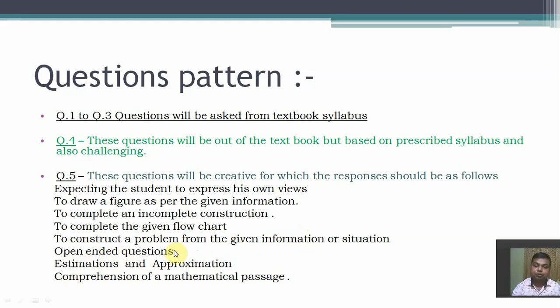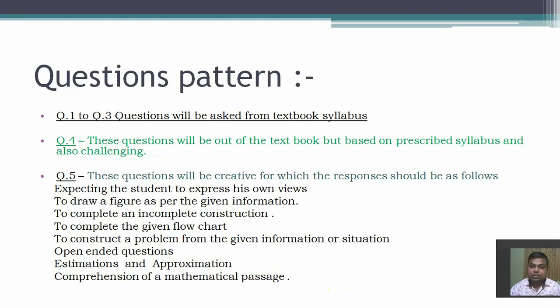Open-ended question means a question which has many answers, and all answers are true with respect to the student. For example, if I say x plus y is equal to 10, I can take any value of x. If I take x equal to 1, y will be 9. If I take x equal to 2, y will be 8. Like these questions. Estimations and approximations. Statistics depends on approximations. Comprehension of a mathematical passage: you will be given one mathematical passage and questions will be asked on it, and you have to solve those questions.